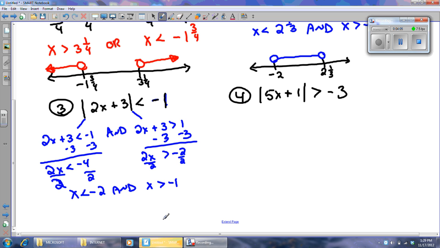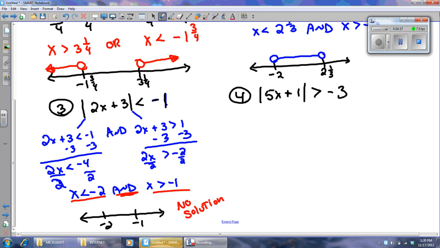Now let me ask you this. On a number line, I'm going to have a negative 2. I'm going to have a negative 1. Is it possible for me to have a number less than negative 2 and greater than negative 1 at the same time? No, it's not. This problem has no solution. I'll repeat that. Because there is no number that's less than negative 2 and greater than negative 1 at the same time, this has no solution.